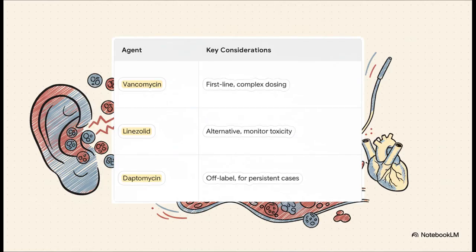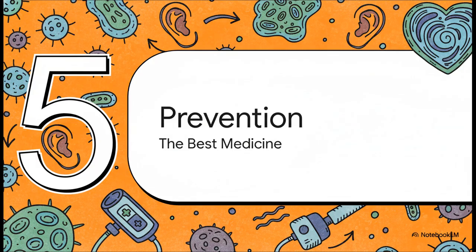And the stakes get even higher in the pediatric population, especially in the NICU, where CoNS are a major cause of late-onset sepsis. Vancomycin is still the first-line treatment, but anyone who's worked in peds knows that neonatal dosing is notoriously complex and absolutely requires therapeutic drug monitoring. Linezolid is an alternative for those persistent infections, but you have to worry about toxicity. And daptomycin is also used off-label, with some small case series showing it has promise for clearing those really stubborn bacteremias.